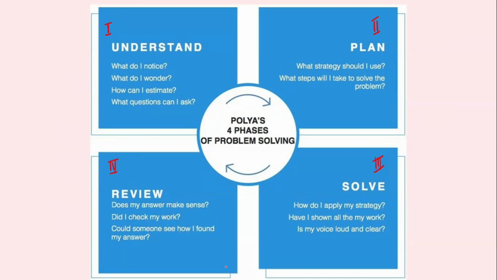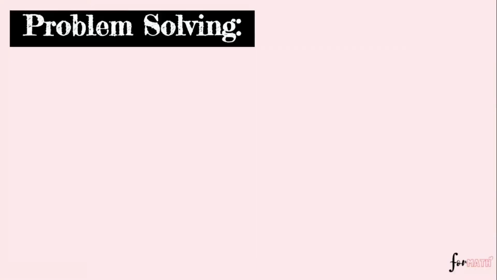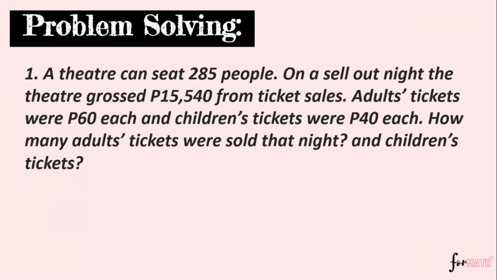So it's like checking. Alright, so let's have an example in problem solving. It says a theater can seat 285 people. On a sell-out night, the theater grossed 15,540 from the ticket sales. Adults' tickets were 60 pesos each and children's tickets were 40 pesos each. How many adults' tickets were sold that night, and how many children's tickets?